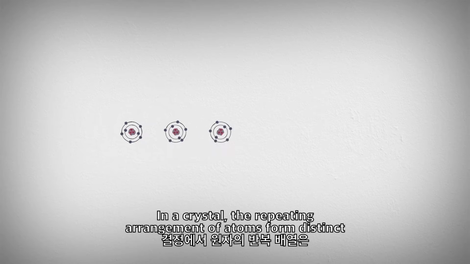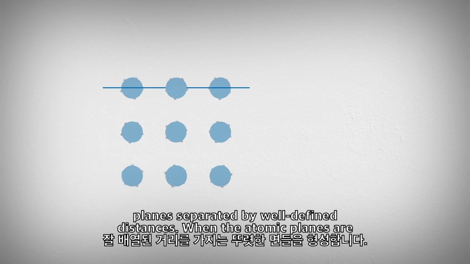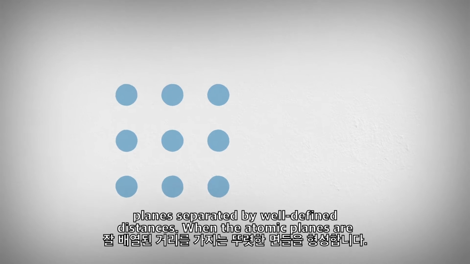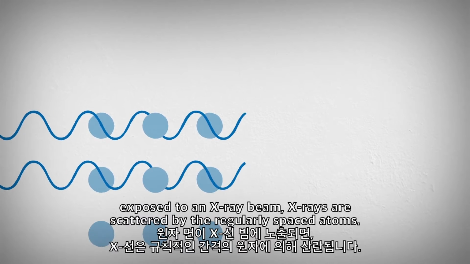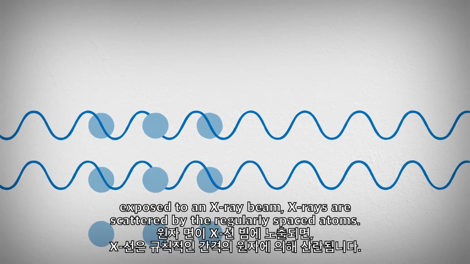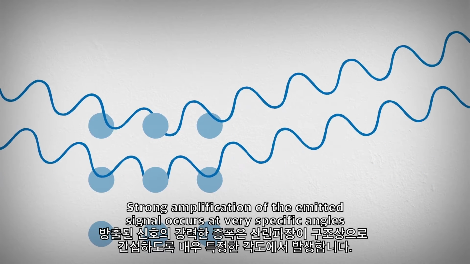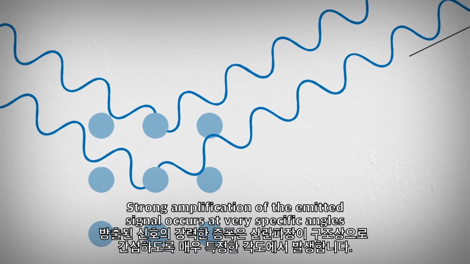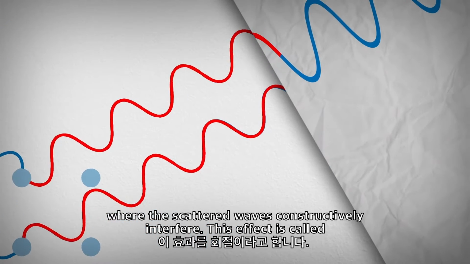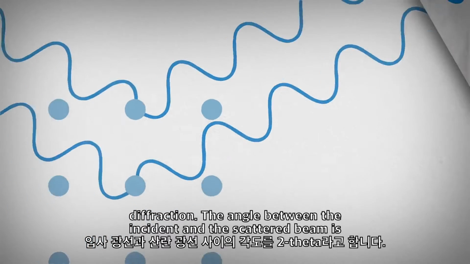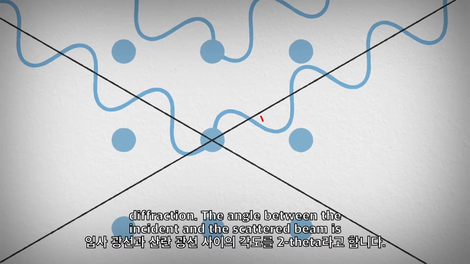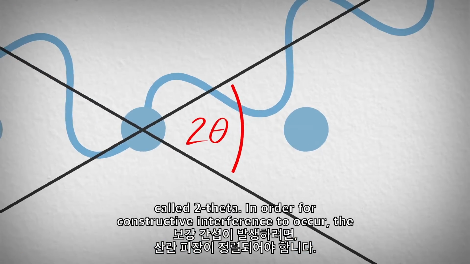In a crystal, the repeating arrangement of atoms form distinct planes separated by well-defined distances. When the atomic planes are exposed to an X-ray beam, X-rays are scattered by the regularly spaced atoms. Strong amplification of the emitted signal occurs at very specific angles, where the scattered waves constructively interfere. This effect is called diffraction. The angle between the incident and the scattered beam is called 2 theta.